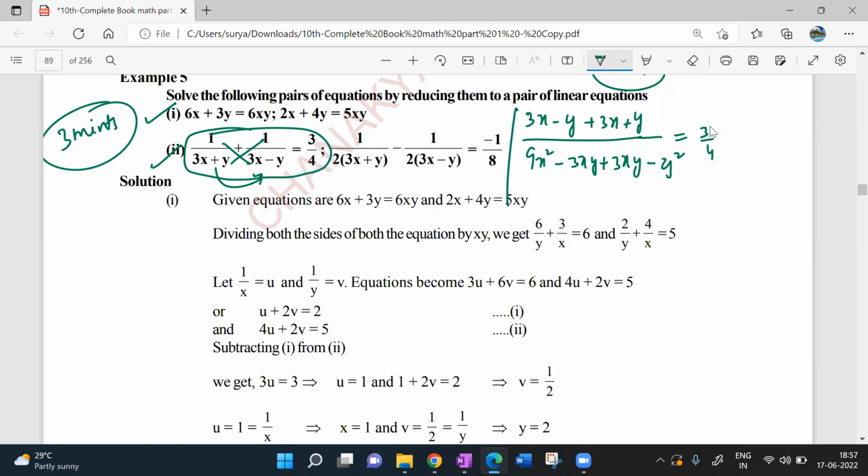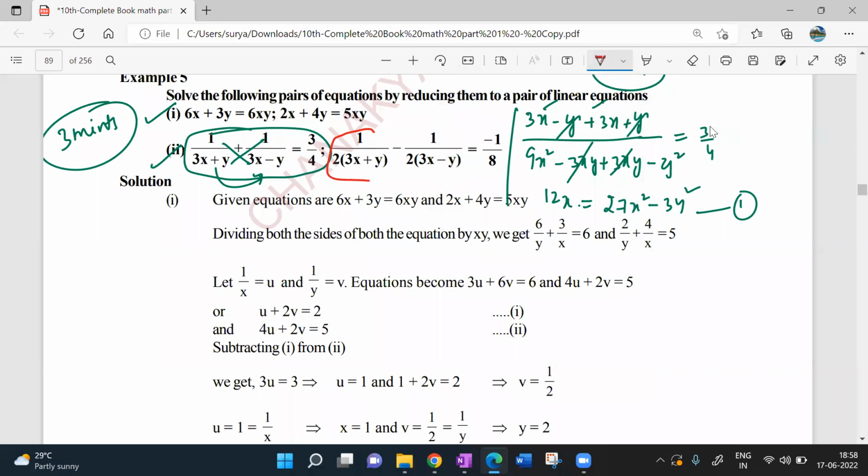Okay, I'm solving the first one. So this will be getting cancelled. So cross multiplication again, what you get? 6x, right? This plus this, 6x. So 4, 6, 12x. This will be getting cancelled, is equal to now 27x square minus 3y square. Okay, so let us take this as first equation.